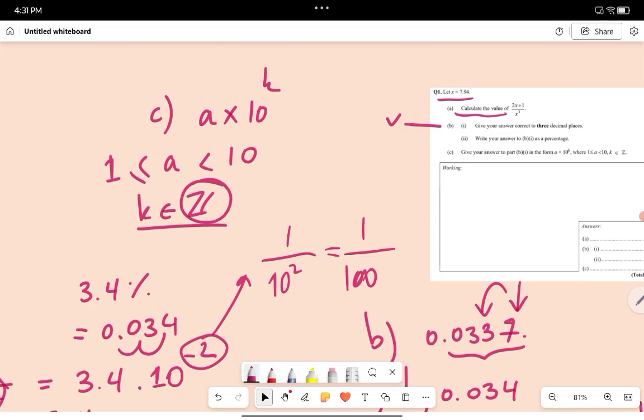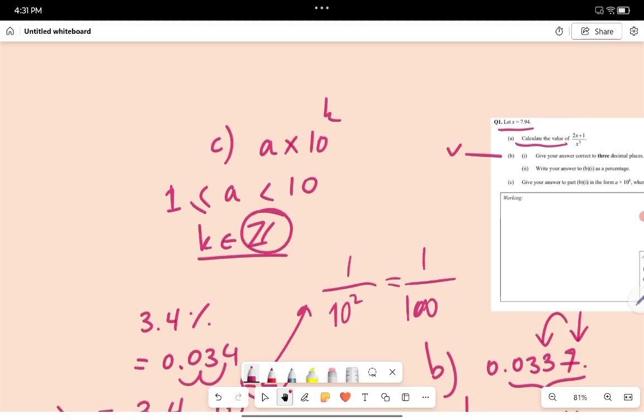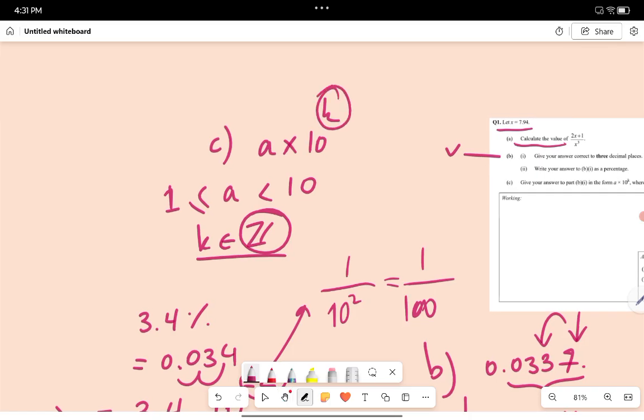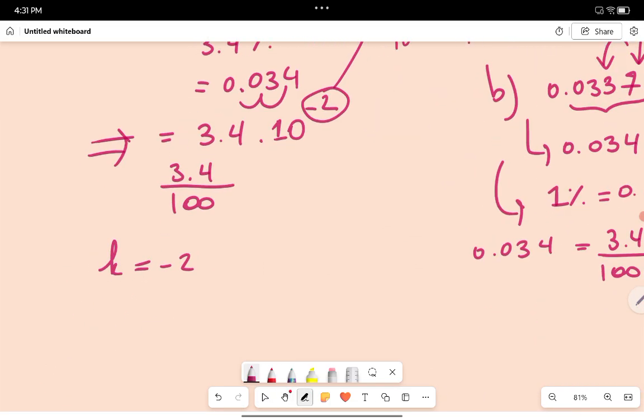And actually, what would k be? k is -2, because this is our k, but you're not asked to do that. You can just write this down. So this is question 1. This is for you to practice a little bit with notation and stuff like that.